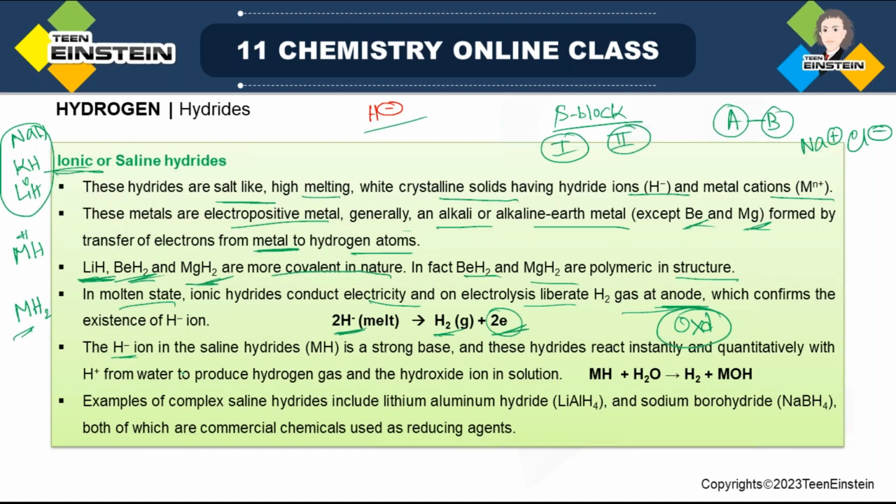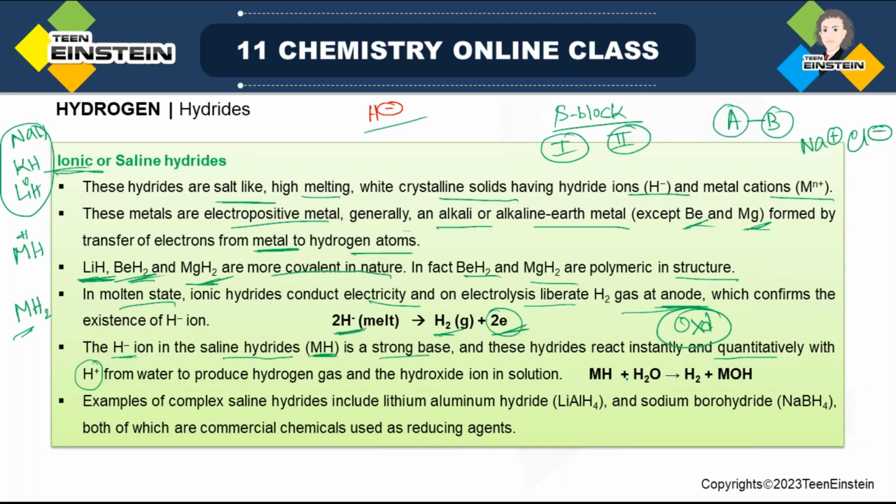Next point, the H minus ion that is present in saline hydride, formula MH, that means group 1 metals, they behave as strong base. And why are they behaving as strong base? It is because of the presence of the hydride ion itself. These hydrides can react instantly and quantitatively with the H plus that is coming from water, and produce hydrogen gas and hydroxide ion in the solution.